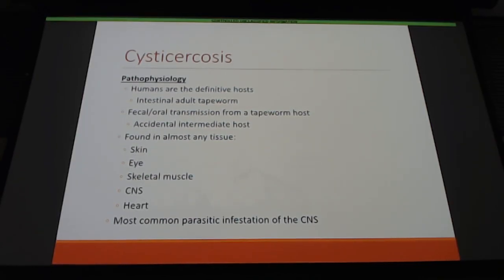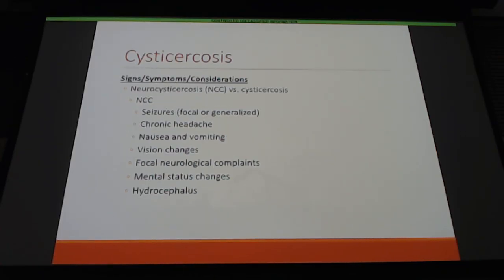Okay, there's the path that we talked about. All right, we're generally the definitive host, not the intermediate host, but in this case, we are the intermediate host. Right, they're found in almost any tissue: skin, eye, skeletal, central nervous system, heart. Okay. They do like the central nervous system, so they do like the brain. That's why we have a specific one for neurocysticercosis versus cysticercosis. Cysticercosis just means that it went someplace other than the neurologic system.